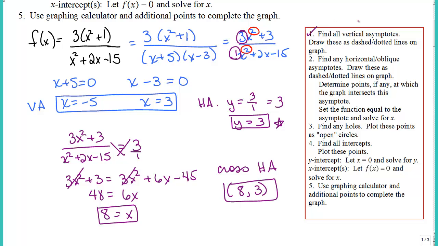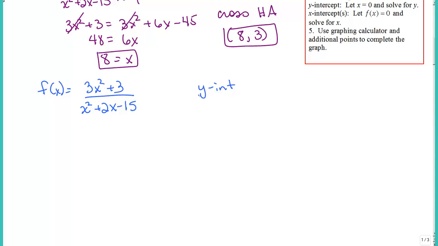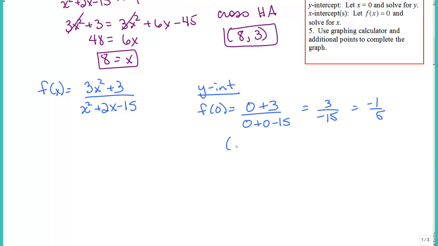Alright, so I have found the vertical asymptotes, I have found the horizontal asymptote, I have found if it intersects it. I know it doesn't have any holes because there are no common factors. The next thing I want to do is find any intercepts. How do you find the y-intercept? You're going to let x equal 0. So we have f of 0 equals 0 plus 3 over 0 plus 0 minus 15, which of course is negative 1/5. So when x is 0, y is negative 1/5. So it crosses the y-axis at that value.